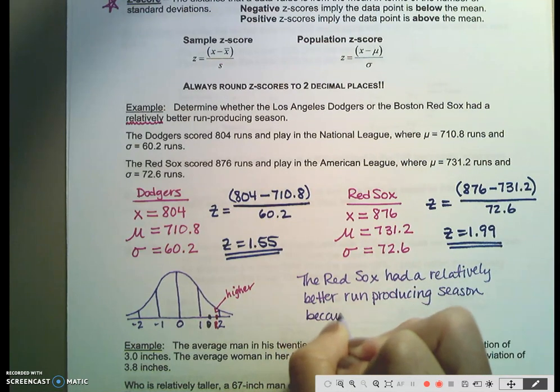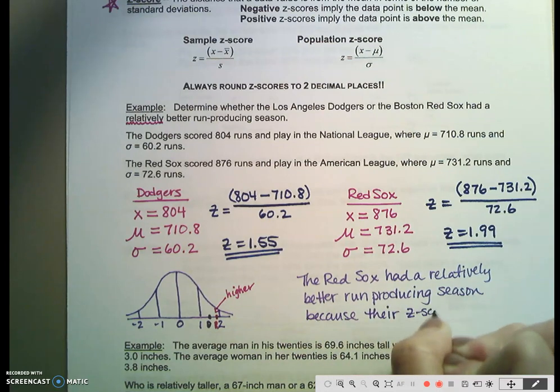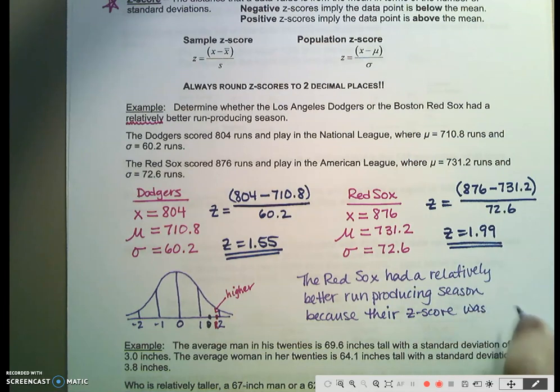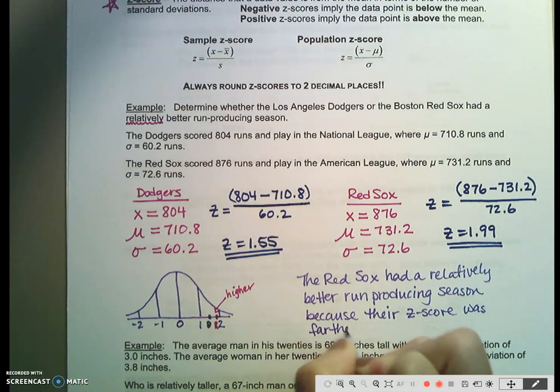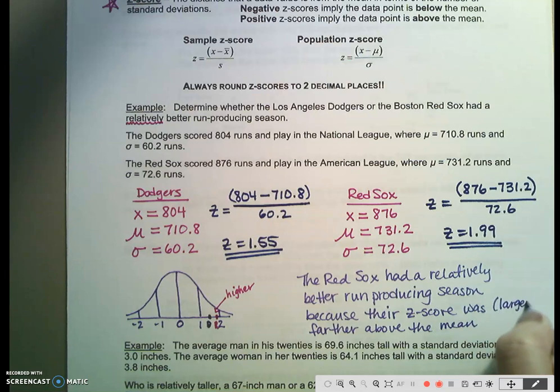because, if we want to justify this, their z-score was farther above the mean. I'll say it was larger, which means it was farther above the mean. All right, so in that case, it would mean better. There's certain times when the larger the number, it's not better, like in golf, like the larger your score, the worse you actually did. But for most other sports, it's higher is better.